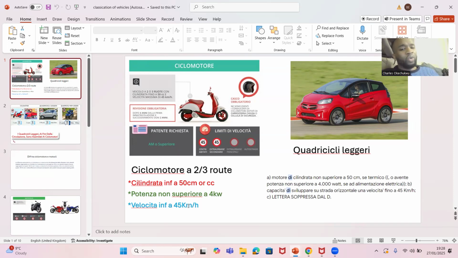So what we need to understand now is the difference between ciclomotore and motocicli. If it is the cylinder, that one is inferior, this one is superior. If it is the speed, that one is inferior, this one is superior. Are you seeing the trick now?